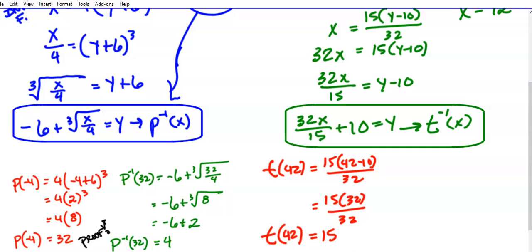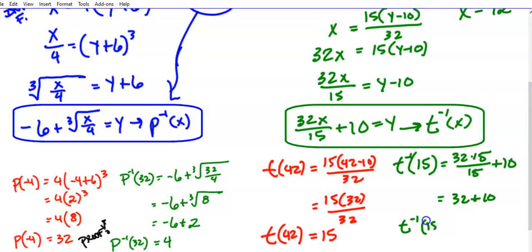Now, if we put this into our inverse, we're going to find t inverse of 15. T inverse of 15 is going to be 32 times 15 divided by 15, plus 10. The two 15s divide out and we get 32 plus 10. So t inverse of 15 is very simply equal to 42. And there's your proof that they do work.